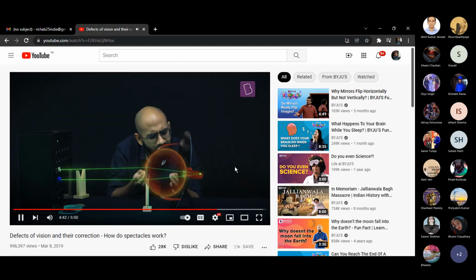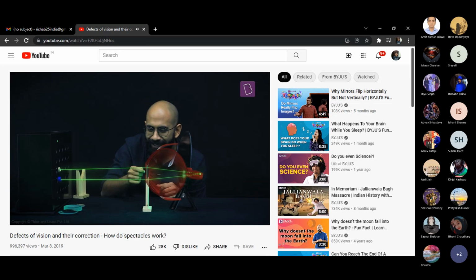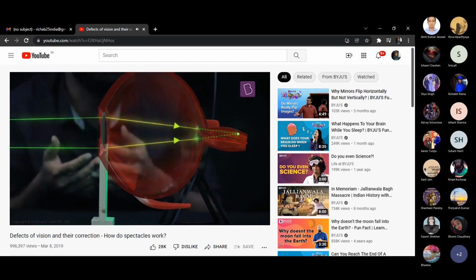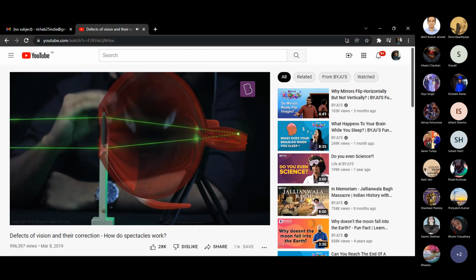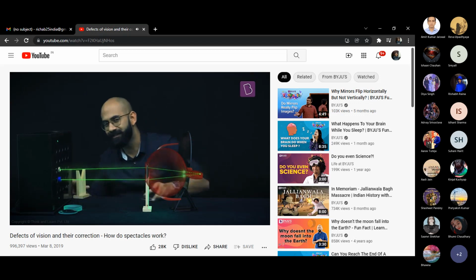Again, this can happen maybe because the eyeball itself is too small, or maybe there's some problem with the eye lens. But how would you correct this? As you can see, the issue is happening because the rays are not getting converged enough. The eye lens requires a helping hand to converge the rays further. So therefore, we introduce a converging lens.